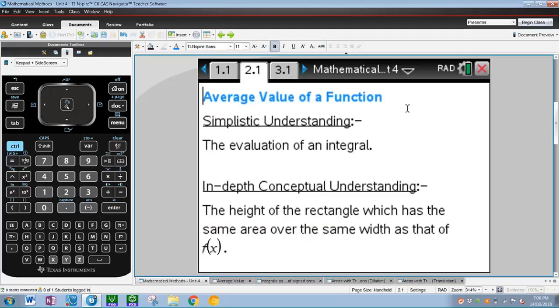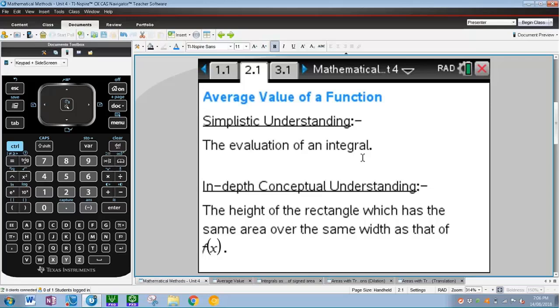Unfortunately, a lot of students, when they first see average value, simply see it as the evaluation of an integral. They see, okay, f average equals 1 over b minus a, integral from a to b of f of x. Now, that's a very simplistic understanding, and it really shows no in-depth conceptual understanding of what the average value actually means.